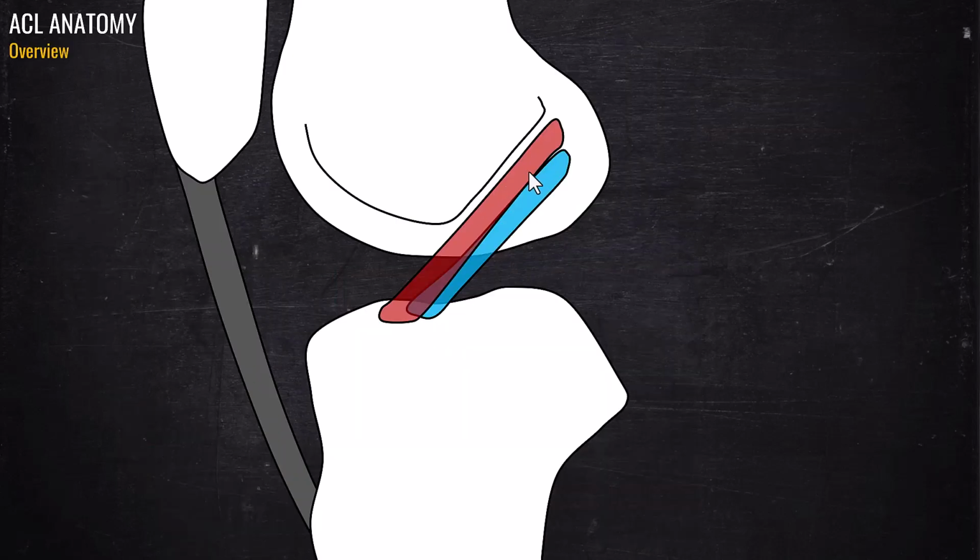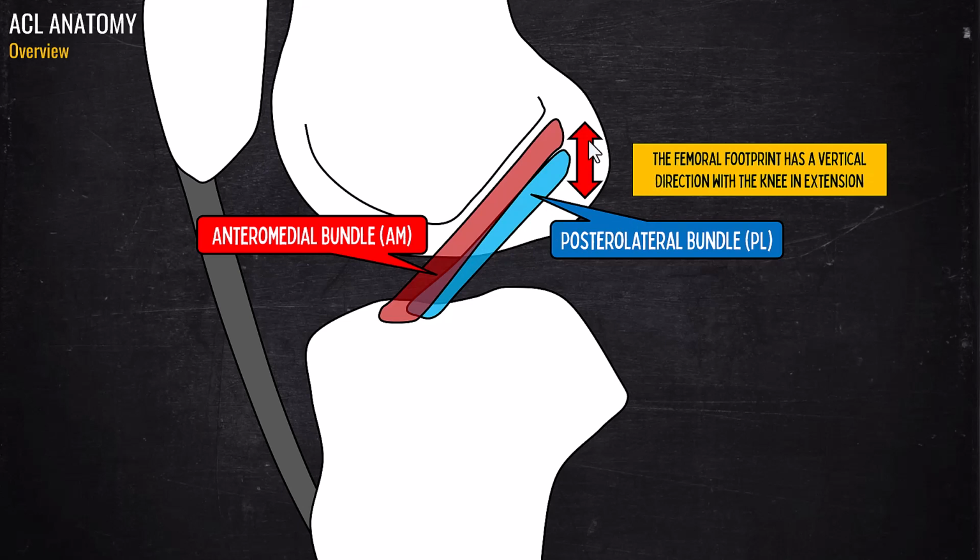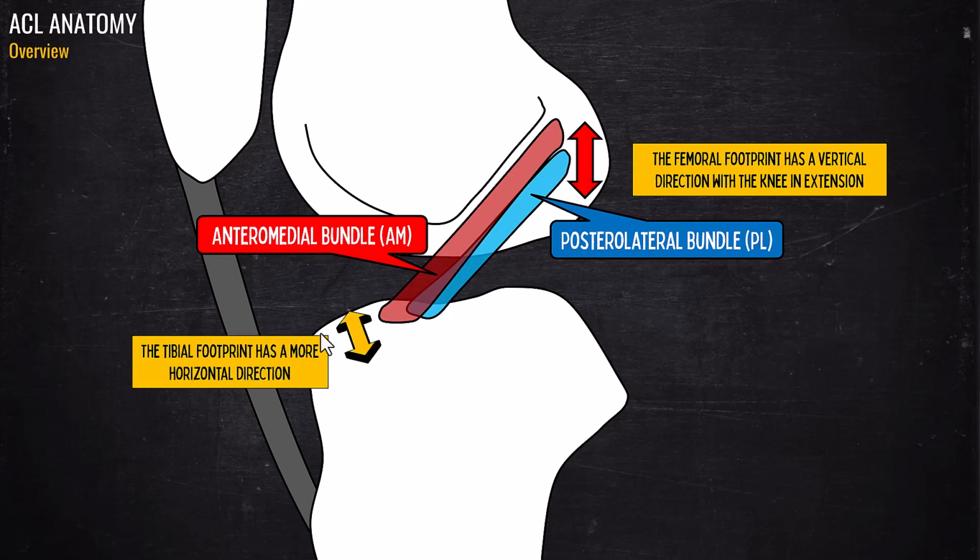And here we have the two bundles of the ACL, the anteromedial bundle in red and the posterolateral bundle in blue. The femoral footprint has a vertical direction with the knee in extension. I'm gonna describe this anatomy with the knee in extension because that's the way that we see the MRI of the knee, how the MRI is done, okay? So that's the femoral footprint. The tibial footprint has a more horizontal direction, and it explains this difference of the vertical direction of the femoral footprint and the tibial footprint that has a more horizontal direction.